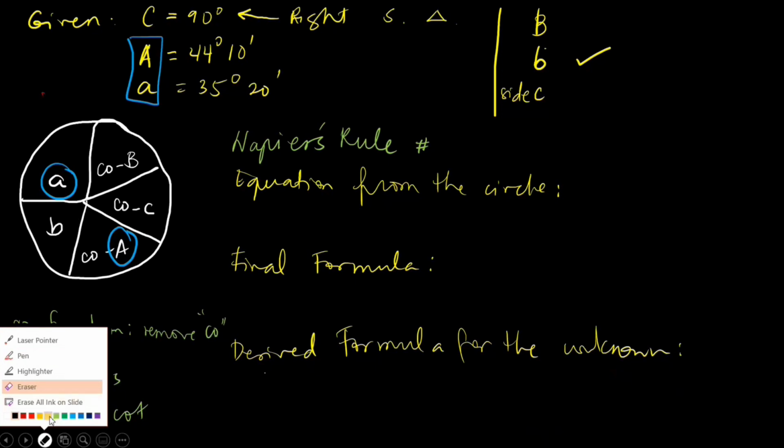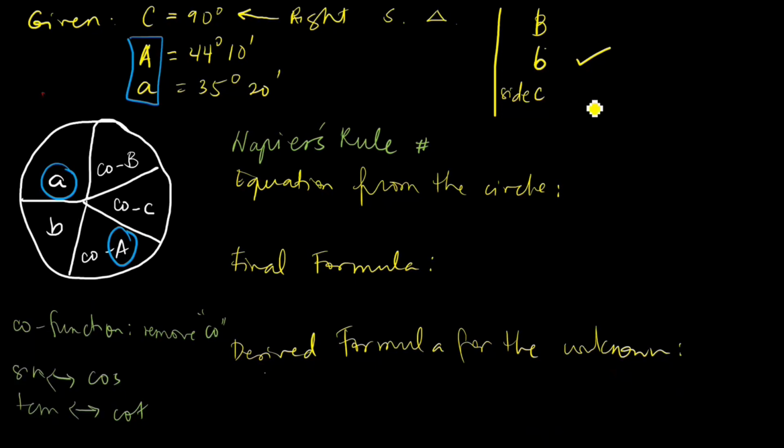Okay, so let's just say that we want to solve for side C. Here's side C. As you can see, we already have three parts: two parts given, one part unknown. So in using Napier's rule, we need to determine which one is the middle part. So the middle part here is what? Angle A and side C are beside each other. Opposite them is side A. So this is our middle, and automatically the other two are opposite.